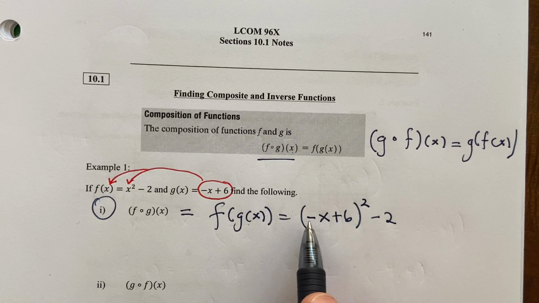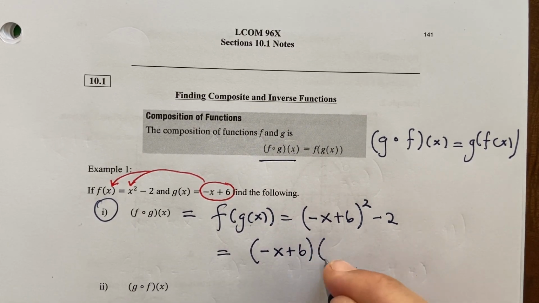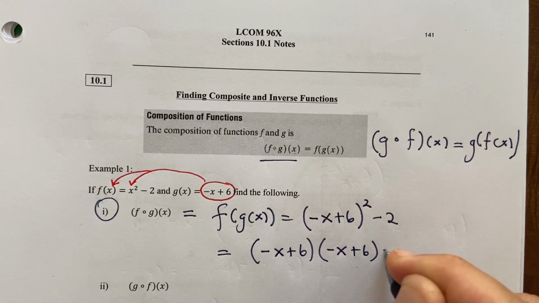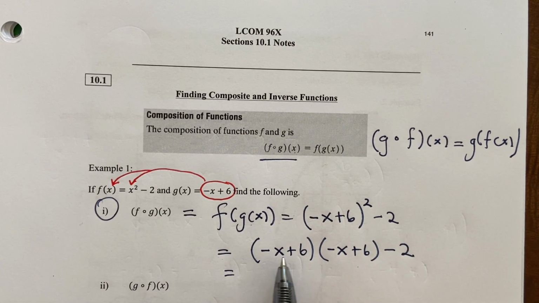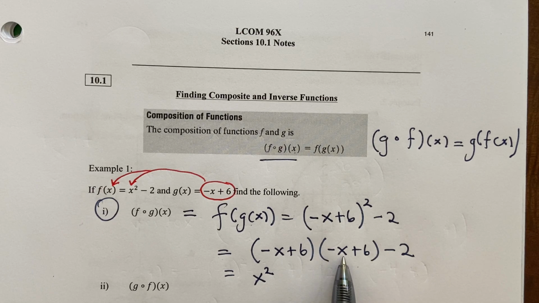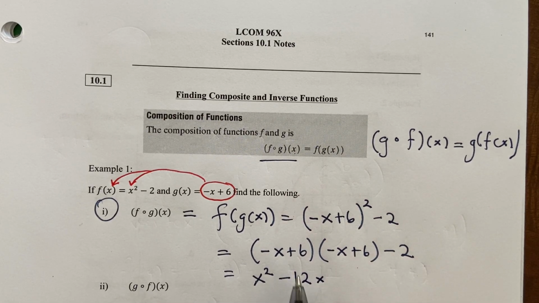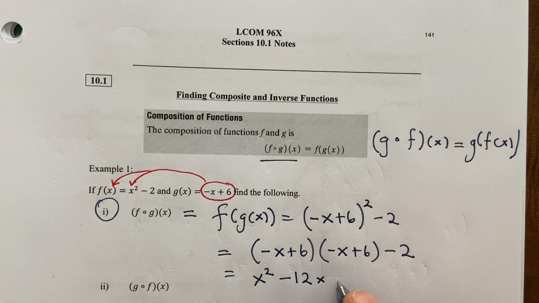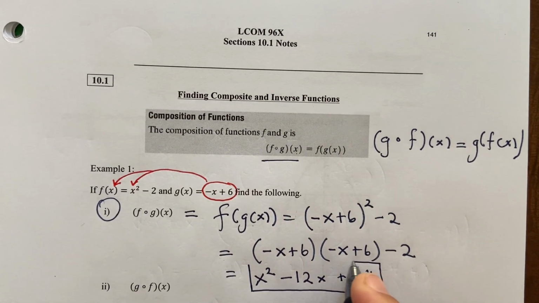So I'll go ahead and expand this. This would be equal to negative x plus 6 times negative x plus 6, and then minus 2. Foiling, we get x squared. Then I would get a negative 6x and another negative 6x, so negative 12x. And then here I would get a 36 and then subtract 2. So I get plus 34. This would be the composition function.